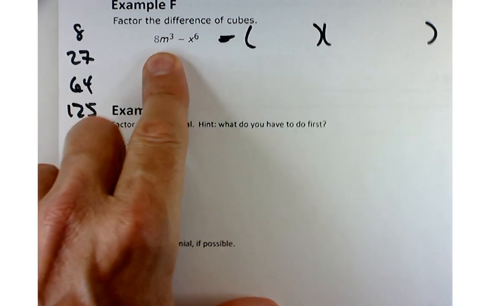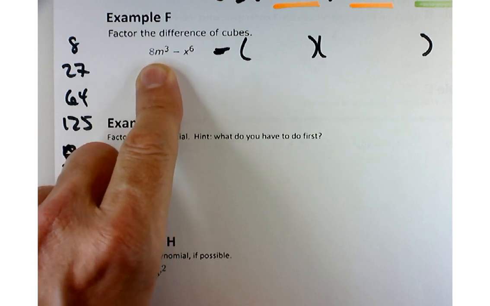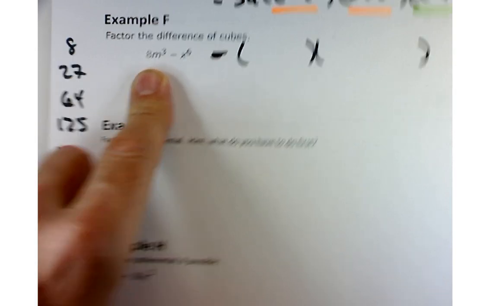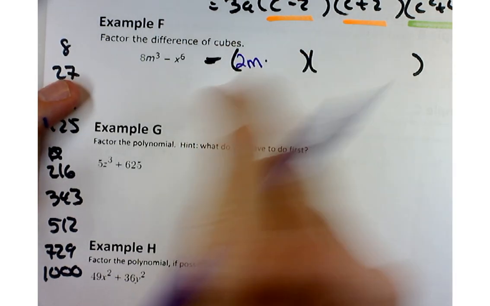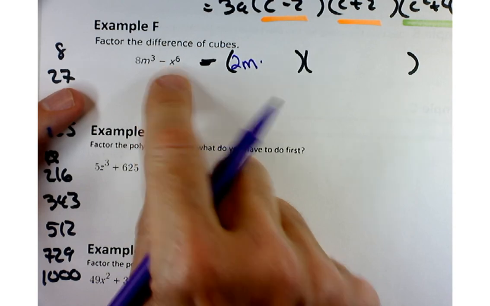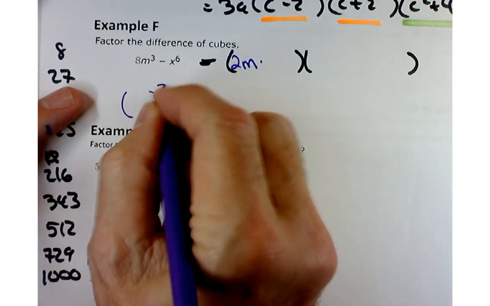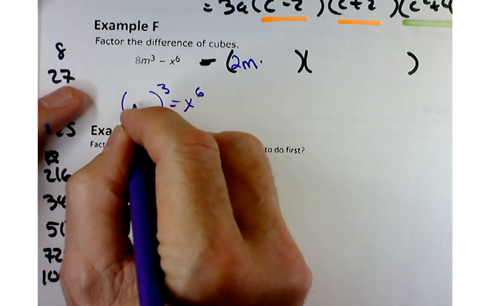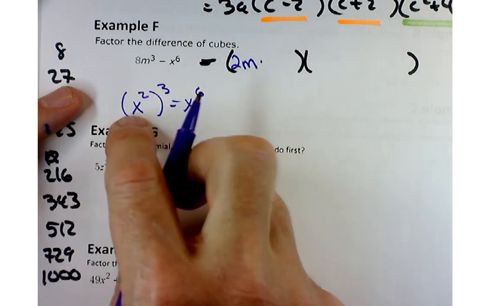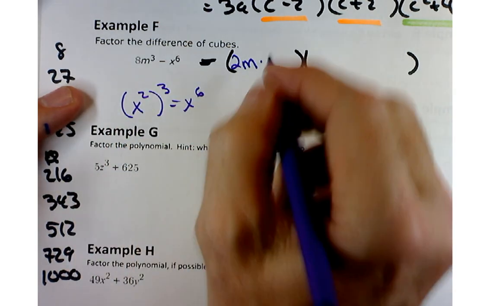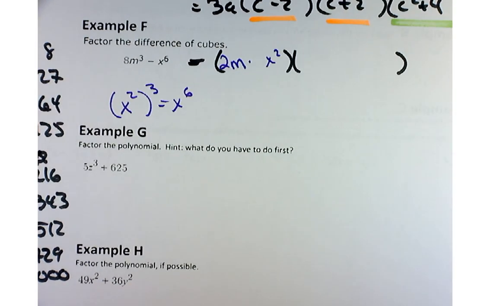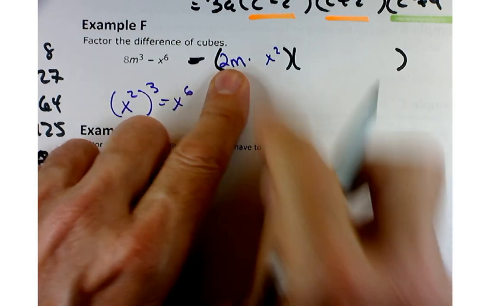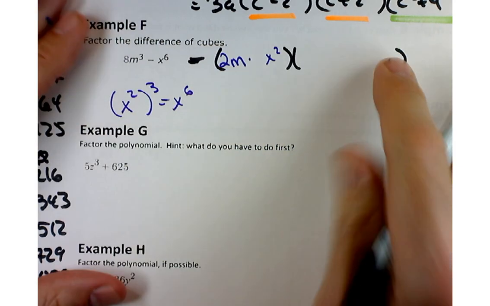What would I cube to get that first term? 2m. So let's just put a 2m here. Don't worry about the signs just yet. What do I cube to get x to the 6th power? x squared, because 3 times 2 gives me 6, so an x squared. My suggestion in these has long been: take these two terms to generate these three terms.